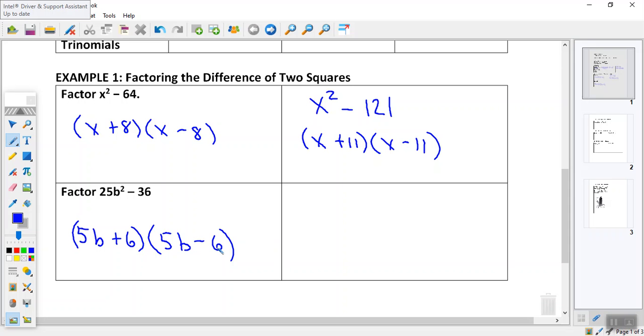Think about it, kids. Look at your outside. What's 5b times negative 6? Negative 30b. Inside would be positive 30b. What do they do to each other? So that's why there's no b term in there. Okay? You guys try this one. I'll try and think of a tough one. 49p squared minus 81. Go.